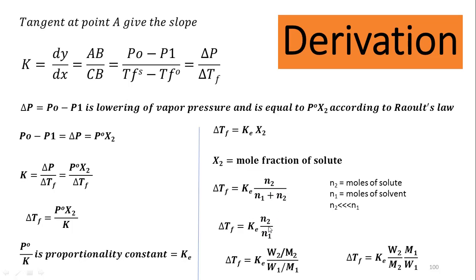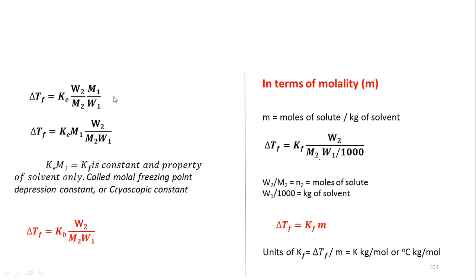Now you already know what the number of moles are. These are the given mass divided by the molecular mass. So this is N2, the moles of solute. This is the given mass of the solute divided by the molecular mass of the solute. And N1 is the given mass of the solvent divided by the molecular mass of the solvent. And when you rearrange this equation, it finally becomes this equation, just a rearrangement. So again, this is coming from the previous slide.